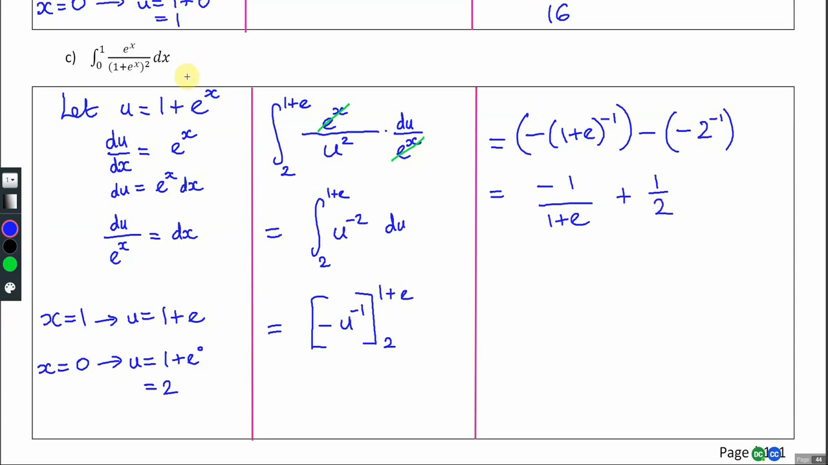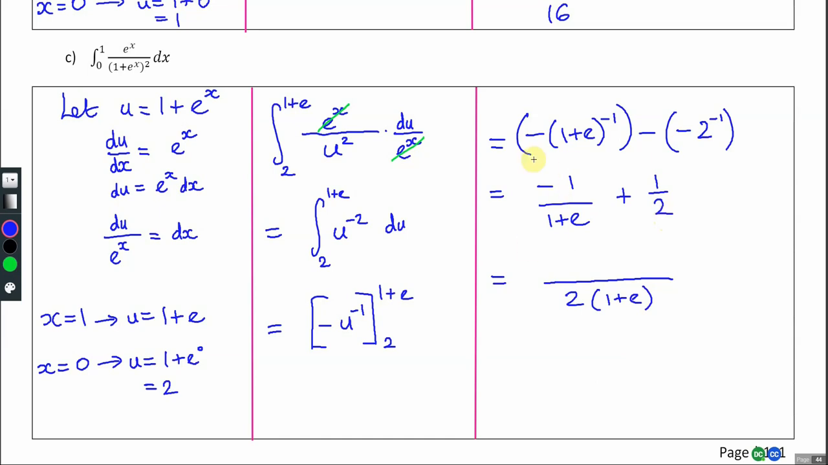Now the question didn't specify how to leave your answer, but I'm going to take this opportunity to do a little bit of algebra practice. Let's combine these two terms. Let's give them a common denominator. And that denominator needs to have a factor of 1 plus e, and it needs a factor of 2. So 2 brackets 1 plus e is going to be my common denominator.